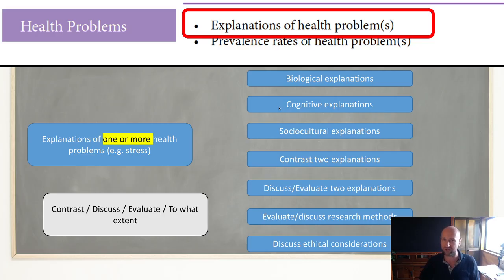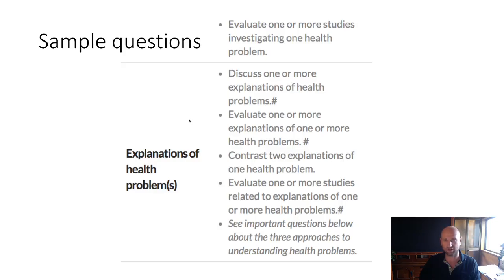It might just be generic, like evaluate 1 or more explanations. And remember the 4 command terms down here as well. So the health problems, if you're studying this, also be prepared about research methods and ethical considerations. So it would say something like, let's have a look at the questions. I'll show you the examples in a second.